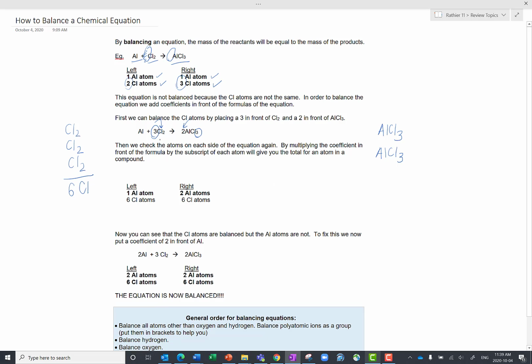Now by doing that, I've balanced the chlorine atoms, but I can see my previously balanced aluminum is no longer balanced, because at this point I have 2 aluminums on the right-hand side and only 1 aluminum on the left-hand side. So what do I need to do? I need to add a coefficient of 2 in front of the aluminum in order to make it so that both the aluminum and the chlorine are balanced.